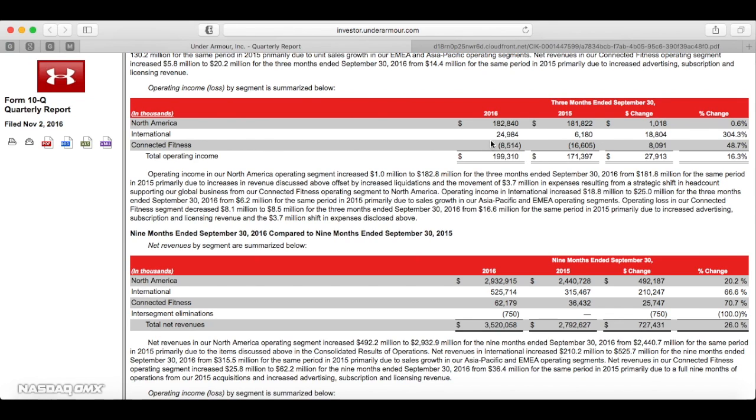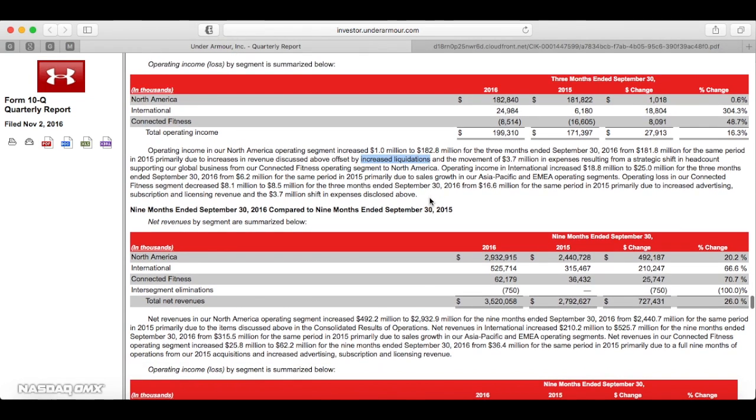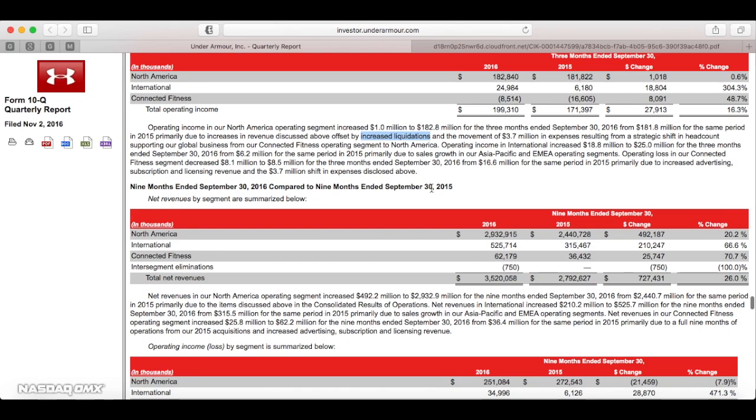Operating income, again, we've seen these numbers. Now they're giving it to you. Why was operating income so efficient here? I'm sure they answer right here. They say increased liquidations. So that's probably why North America is flat year over year, because of this increased liquidation of merchandise. Probably due to Sports Authority, maybe due to Under Armour, maybe not, having the right styles in the store. I don't know.